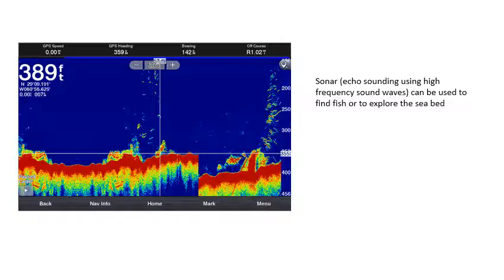This is another typical sound application: sonar, or echo sounding. Echo sounding uses high frequency sound waves, and fishermen very often use it to find fish, to look for schools of fish, or to explore the seabed, to look for wrecks and things. In fact, I think most fishermen have this now, sonar, echo sounding.